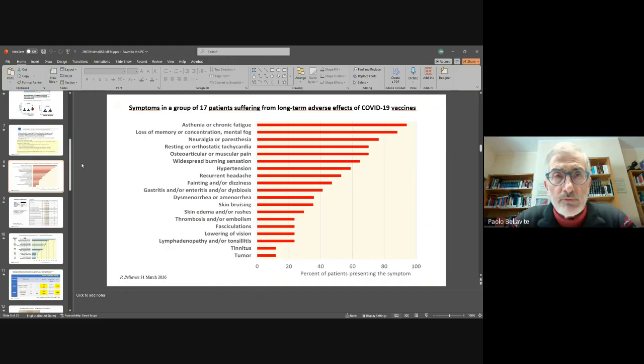Patients reported a minimum of 4 and a maximum of 15 symptoms, with a mean of 9 symptoms per patient. The most common symptoms were asthenia, memory and concentration problems, headache, tachycardia, hypertension, and other neurological symptoms such as neuralgia, paresthesia, fasciculations, widespread burning sensations, fainting, and visual disturbances. Skin alterations such as edema, rash, bruising were also reported by several patients. The symptoms were severe and persistent or recurrent over months or years.